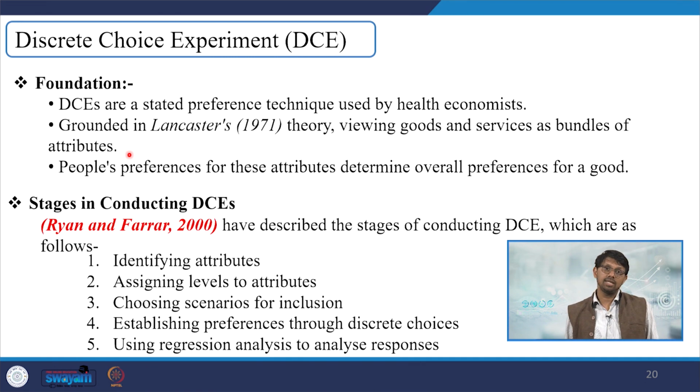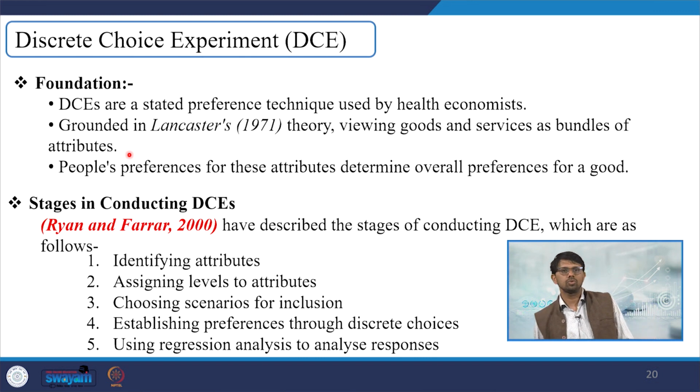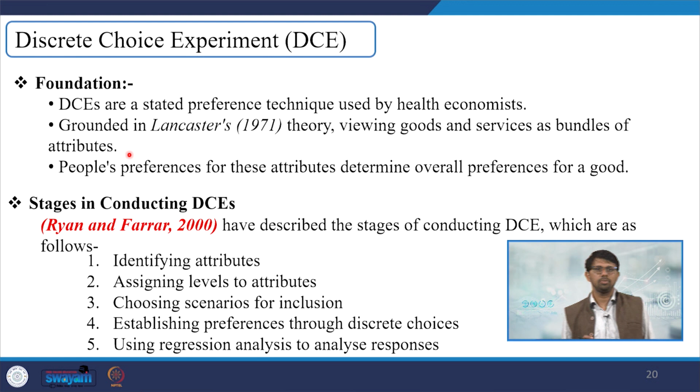The stages involved in DC are largely emphasized in Ryan and Farrar's 2000 work. They described the stages of conducting DC, which are as follows. There are probably 5 stages: identify the attributes, assign the levels of the attributes, choose the scenarios for the inclusion of those attributes and the persons to be experimented on, establish the preferences through the DC, and finally the analysis using regression, sometimes conditional logistic regression, because some conditions are given. We will discuss this in detail.